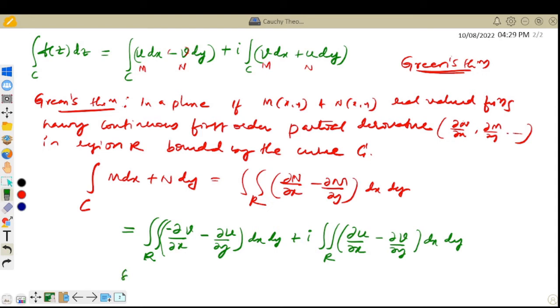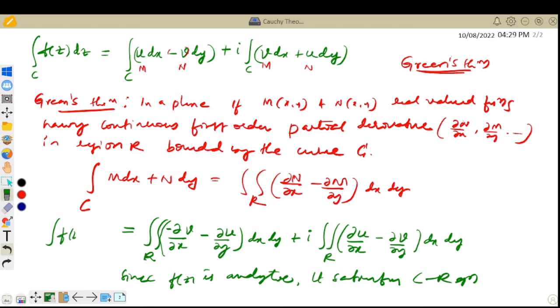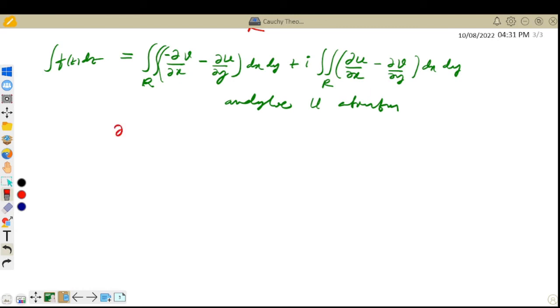So since f(z) is analytic, it satisfies CR equations. So what are the CR equations? Let us first copy this, then we can go for that. Integral of f(z) dz over the curve C. For CR equations, dou u by dou x is equal to dou v by dou y and dou v by dou x is equal to minus dou u by dou y.